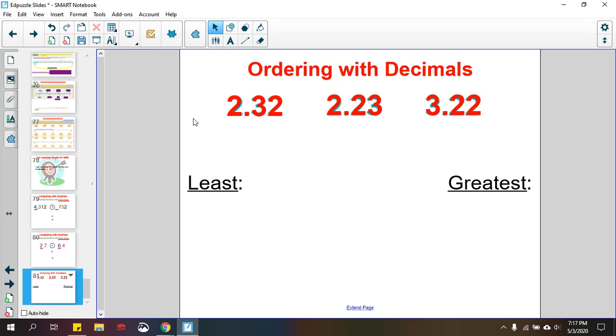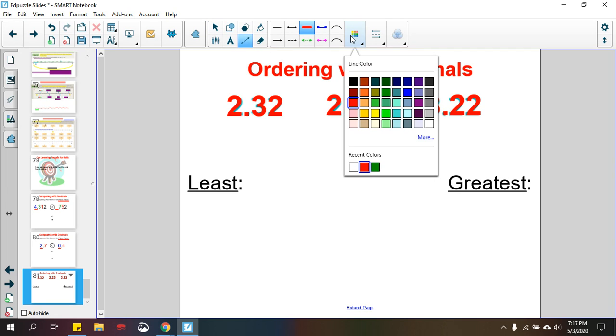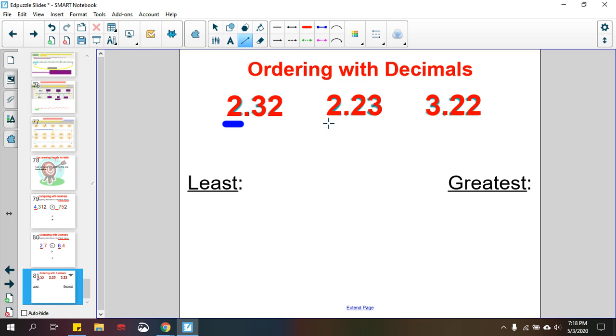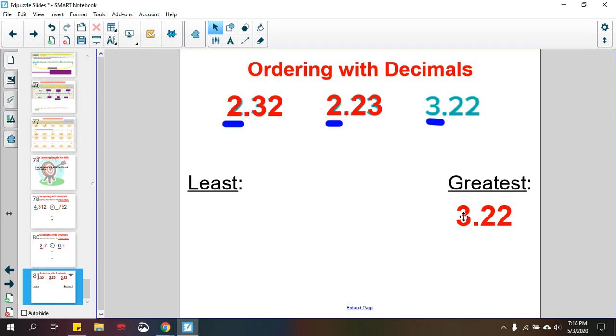Also, when it comes to ordering with decimals, so ordering numbers with decimal points in them, again, it's the same thing we just did. You need to look at all of your place value spots to really help you. I know the biggest place value spot in all 3 of these numbers is the ones place. This ones place has a 2, this ones place has a 2, this ones place has a 3. 3 is the greatest ones place in this comparison. So I know this is going to be my greatest number.